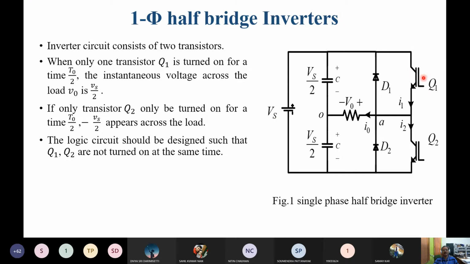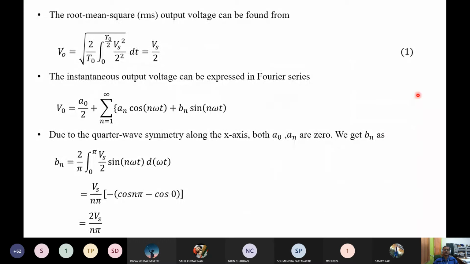Therefore, there must be a delay. When Q1 is conducting, Q2 should be turned on after a certain delay time, otherwise there may be a short circuit. And when one device is conducting, the other device connected in anti-parallel should not be turned on.